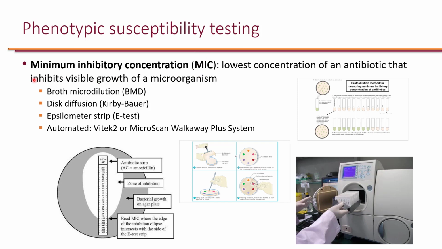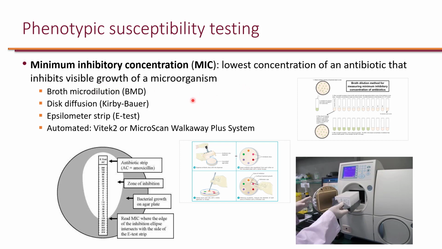MIC stands for minimum inhibitory concentration, and it is the lowest concentration of an antibiotic that inhibits visible growth of a microorganism. That's why we say a phenotype is what actually appears. It will be visible to the actual human eye, and that's to distinguish it from genotypic susceptibility testing. Regardless of what resistance genes may be present in an organism, the minimum inhibitory concentration just shows you the minimum concentration to inhibit growth of the organism.